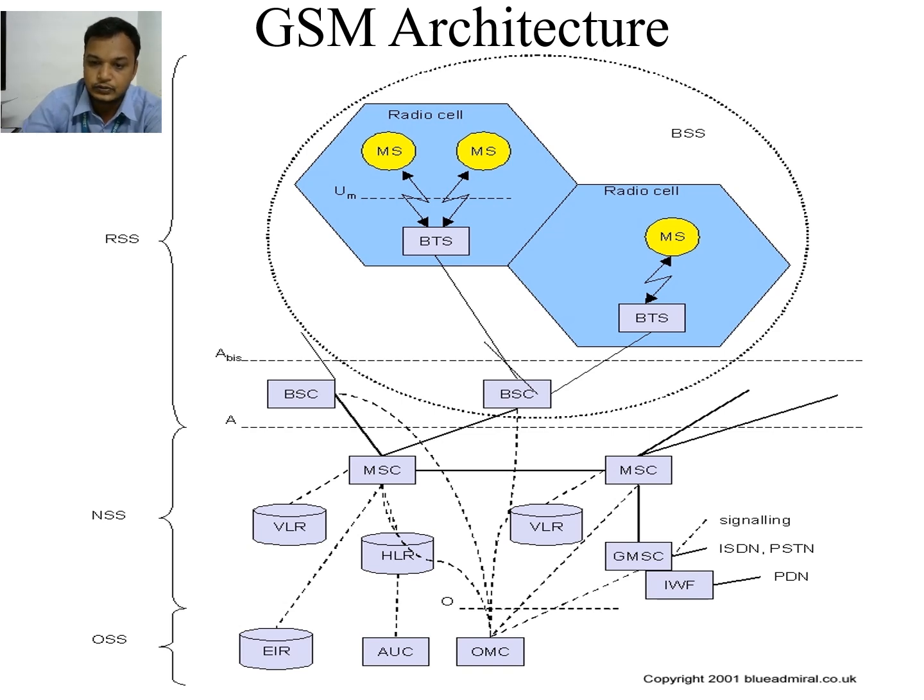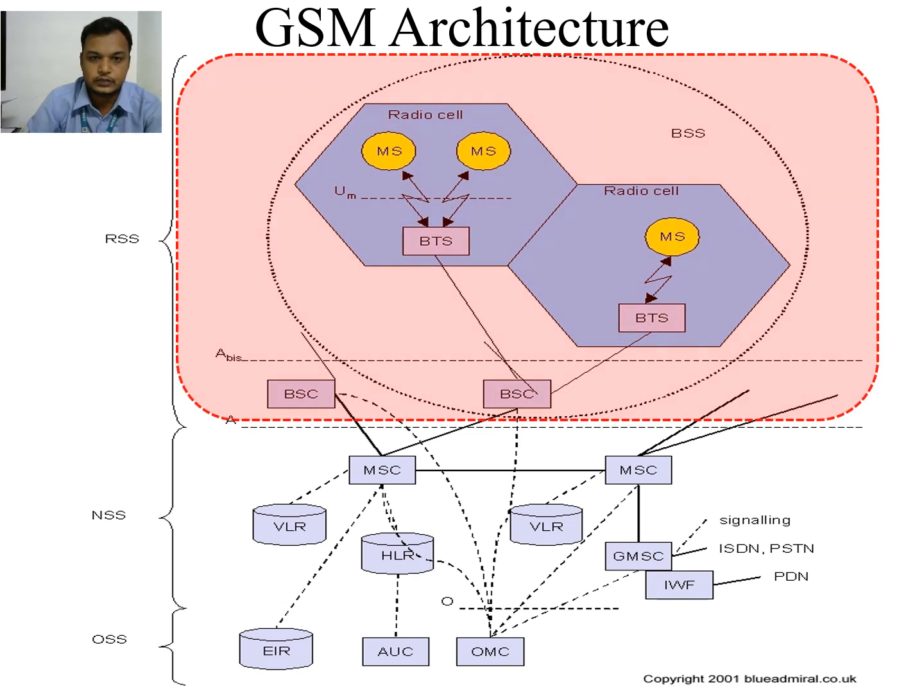That can be done by using the Gateway Mobile Switching Center. So these are all the portions that come under the network subsystem, which contains the signaling, ISDN, public switched telephone network, and PDN. Followed by that, the next area is called the Operation Switching Center, that contains the EIR, which stands for Equipment Identity Register, authentication, and operation maintenance and controls.